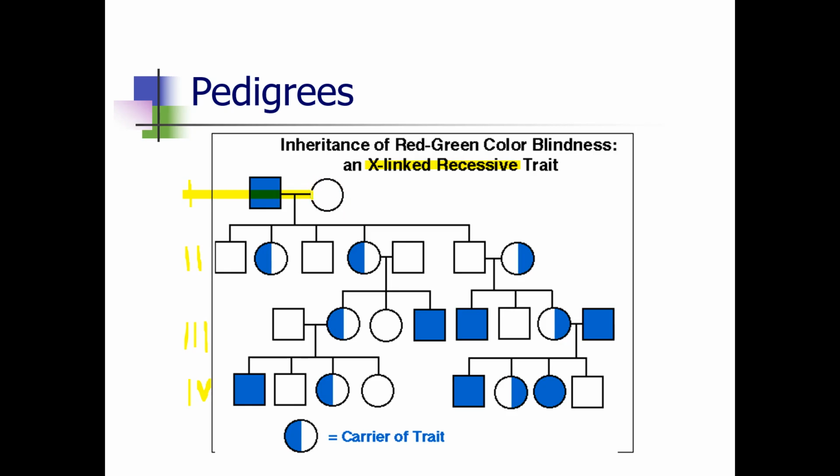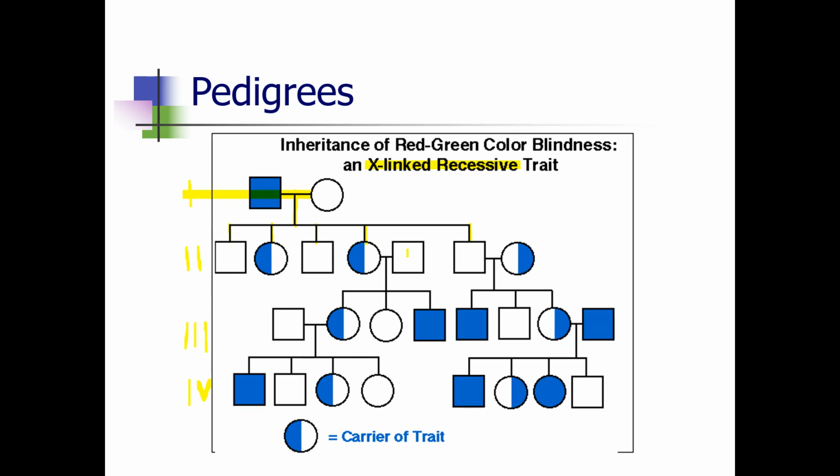Notice that she does not have that trait. Okay, and so the vertical line branches down to their children. And so you can see they have a son here. He does not have red-green color blindness. They have a daughter who is a carrier. They have another son who doesn't have the trait. They have a daughter who is a carrier. And then they have another son that does not have the trait, okay?